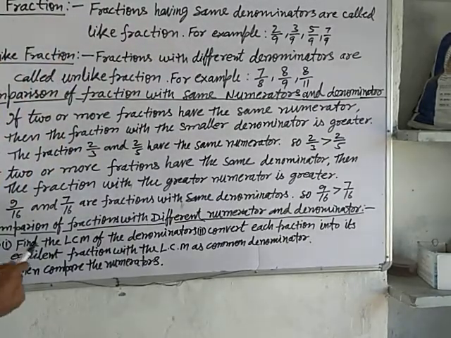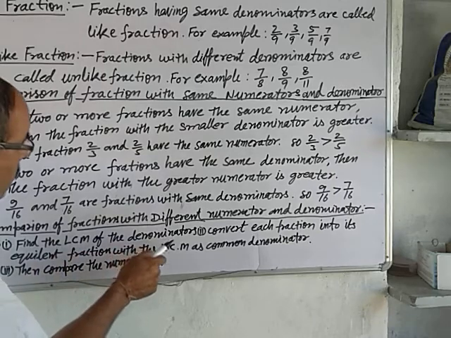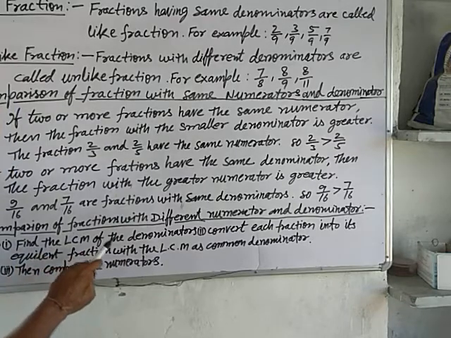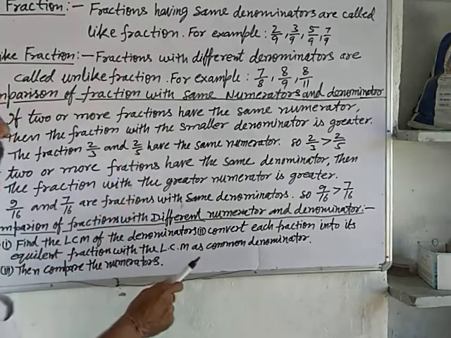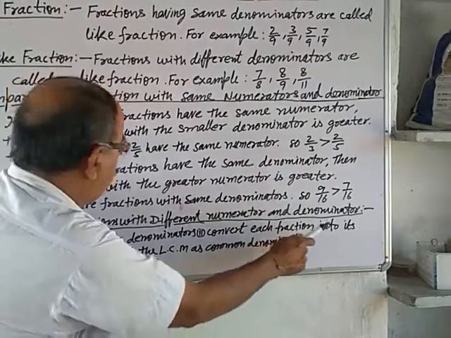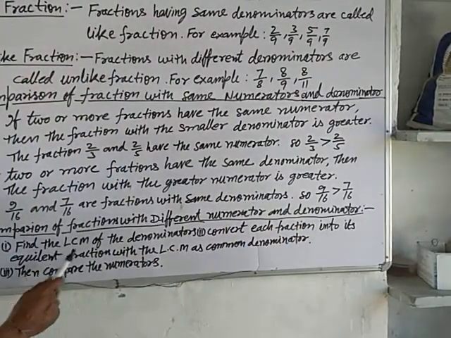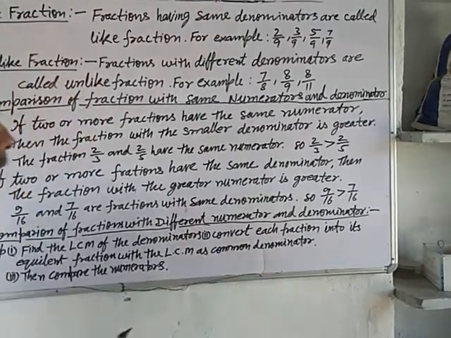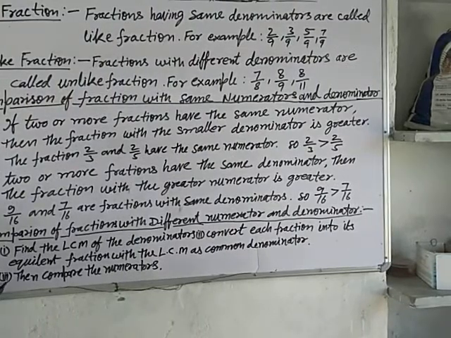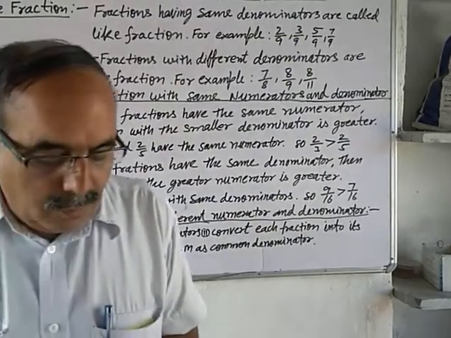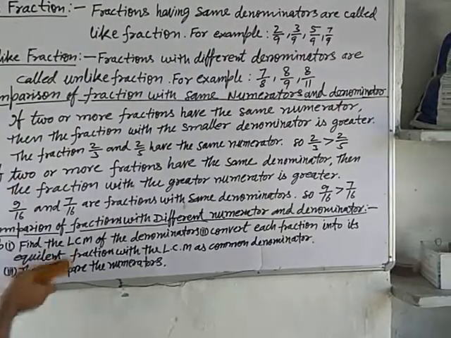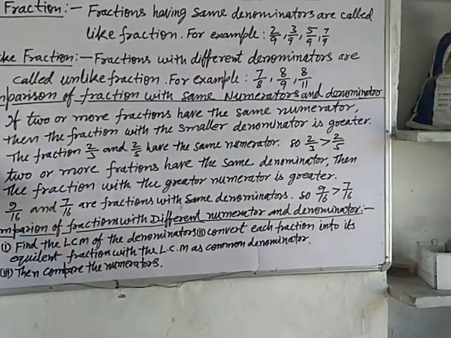First step, find the LCM of the denominators. Second step, convert each fraction into its equivalent fraction with the LCM as the common denominator. Third step, then compare the numerators. We take some examples for solving the problem.